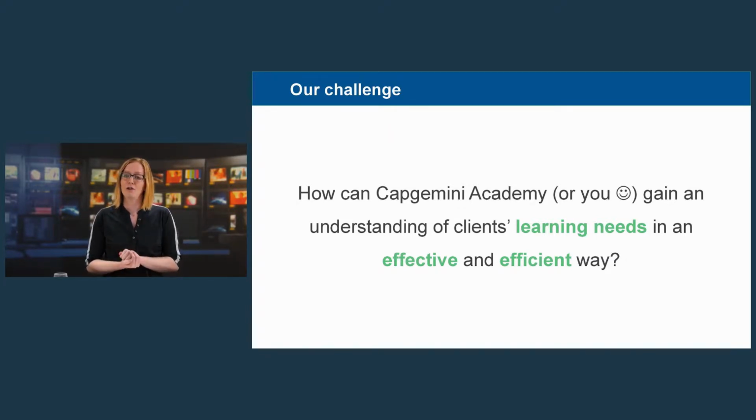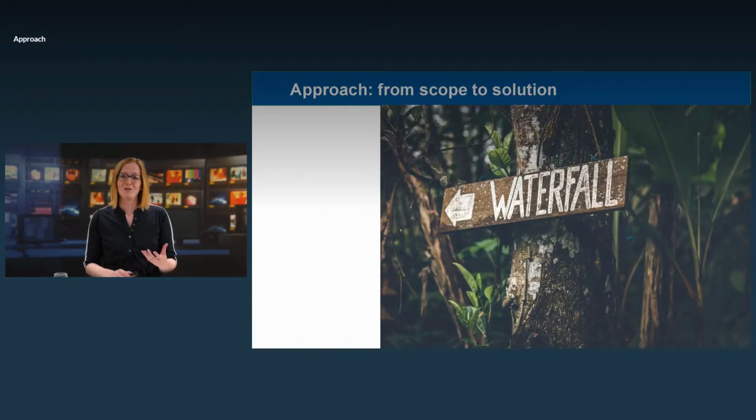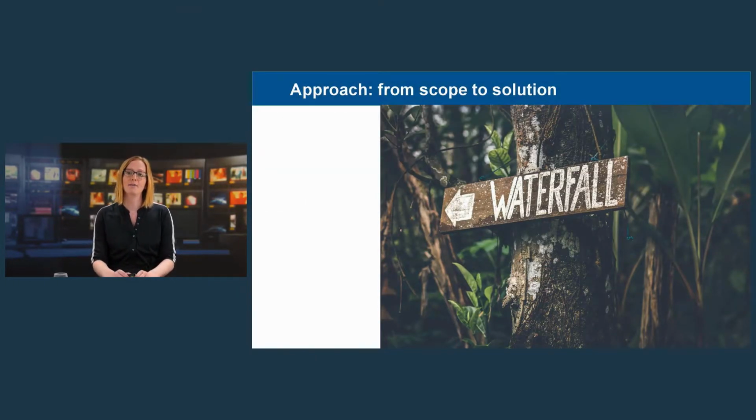So I gave this challenge. So how can Capgemini Academy or you gain an understanding of clients' learning needs in an effective and efficient way to create that ultimate learning experience? And the client, of course, can be the business, can be a team, but can also be an individual. It was quite a challenge for the students to get to work with such a broad question. So how could they come up with a feasible solution with this broad question?